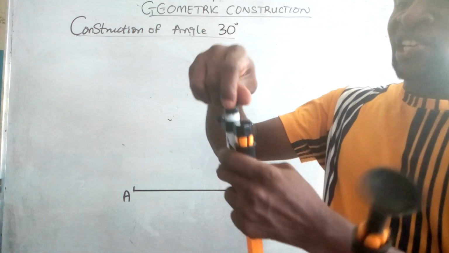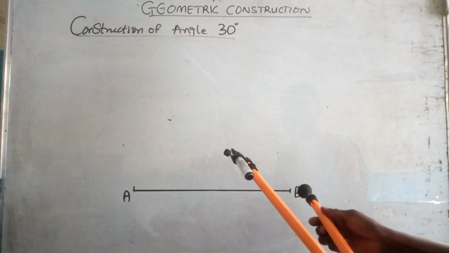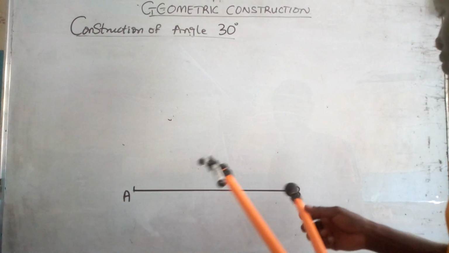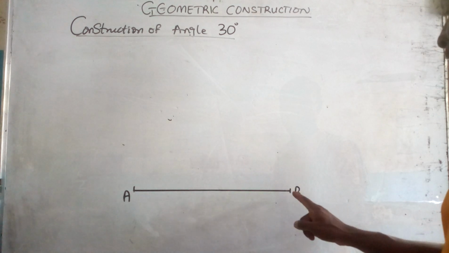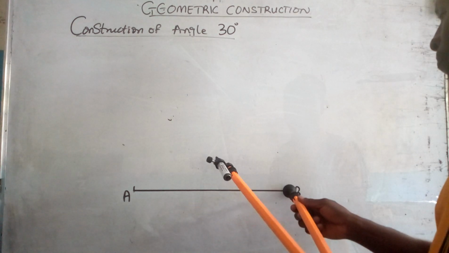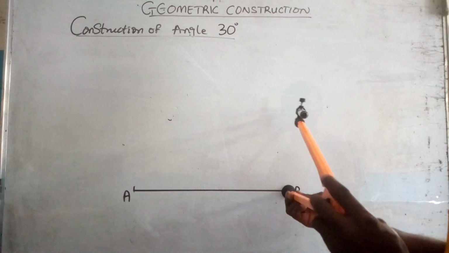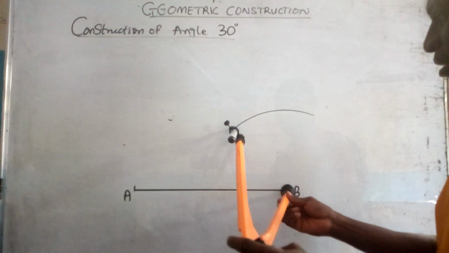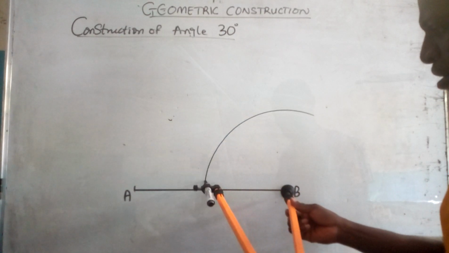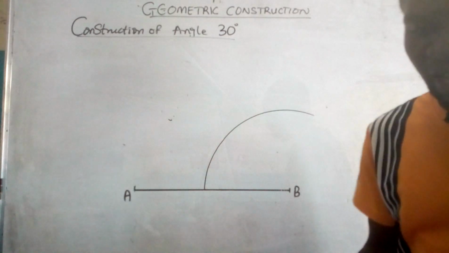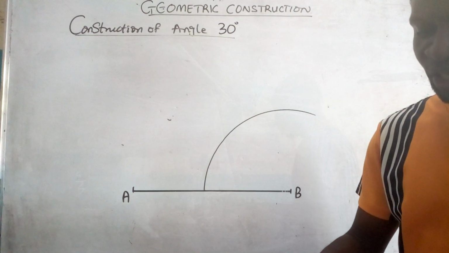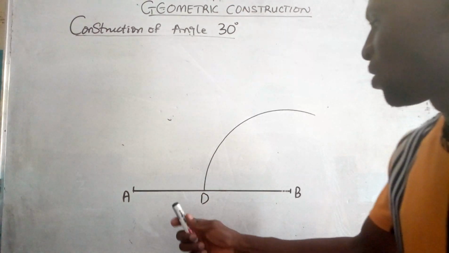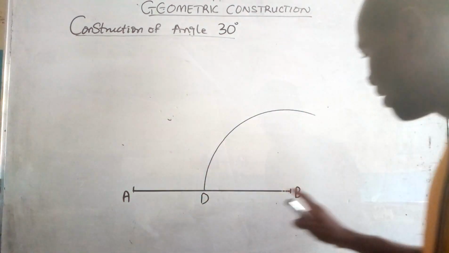So what I want to do is I'll place the pin at point B like the way I did it during the construction of angle 60 degree. So I place the pin at the end of the line here, which represents B. You place the point here and draw an arc. You draw an arc to meet the line AB at the point D. We call it point D. That's the point where the arc meets line AB.